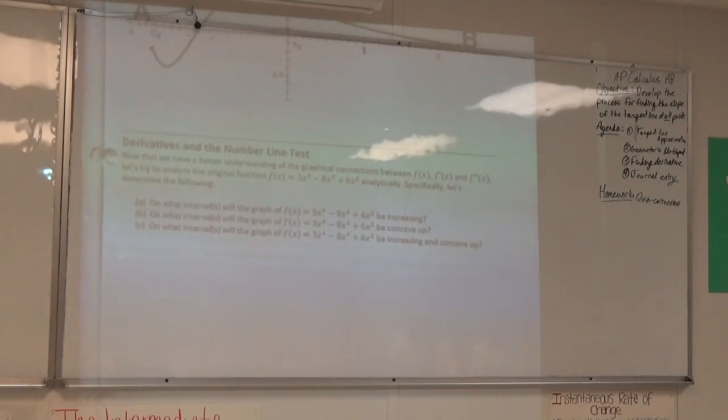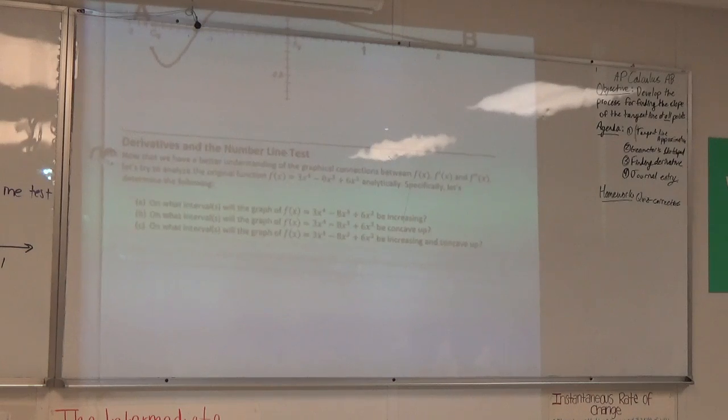Okay. Here's what we're going to do though. This is the new piece. It's called the number line test. We're going to make a number line for f prime. On my number line, I'm going to put the important things I know about f prime. I know that at x equals 0, f prime is 0. I know that at x equals 1, f prime is equal to 0.